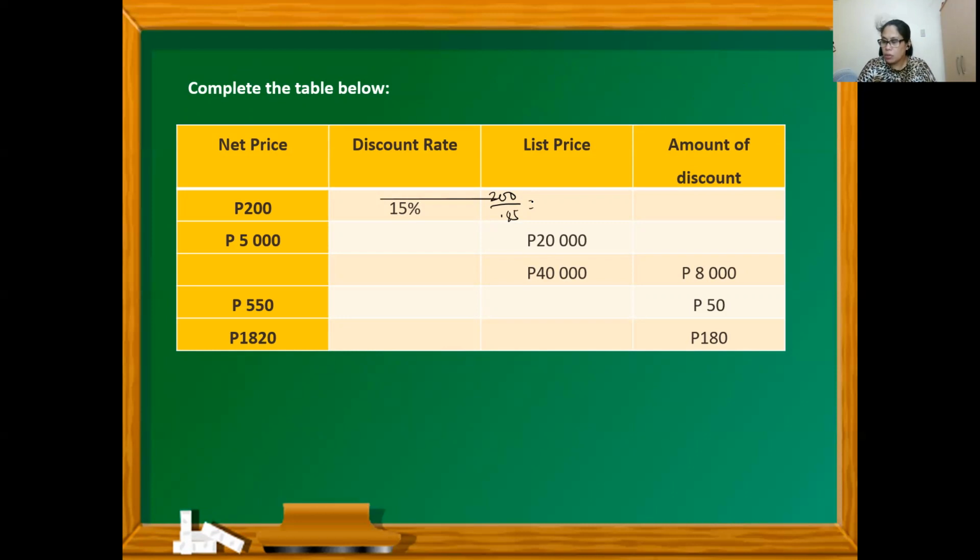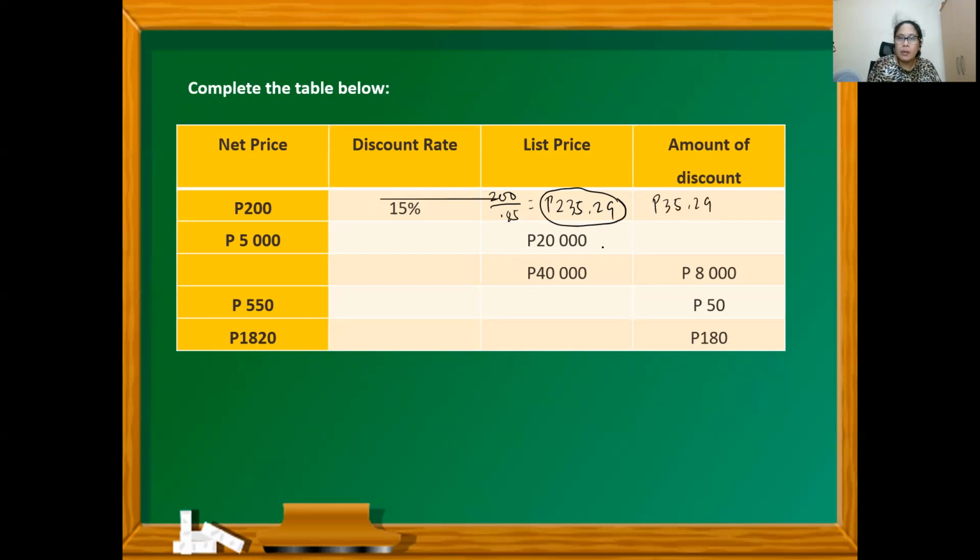No? So let's work on the exact amount. So this is 200 divided by 0.85. So that gives us 235 and 29 centavos. Now, of course, the discount is obtained by working on the difference of the list price and the net price. So it's 35 pesos and 0.29.